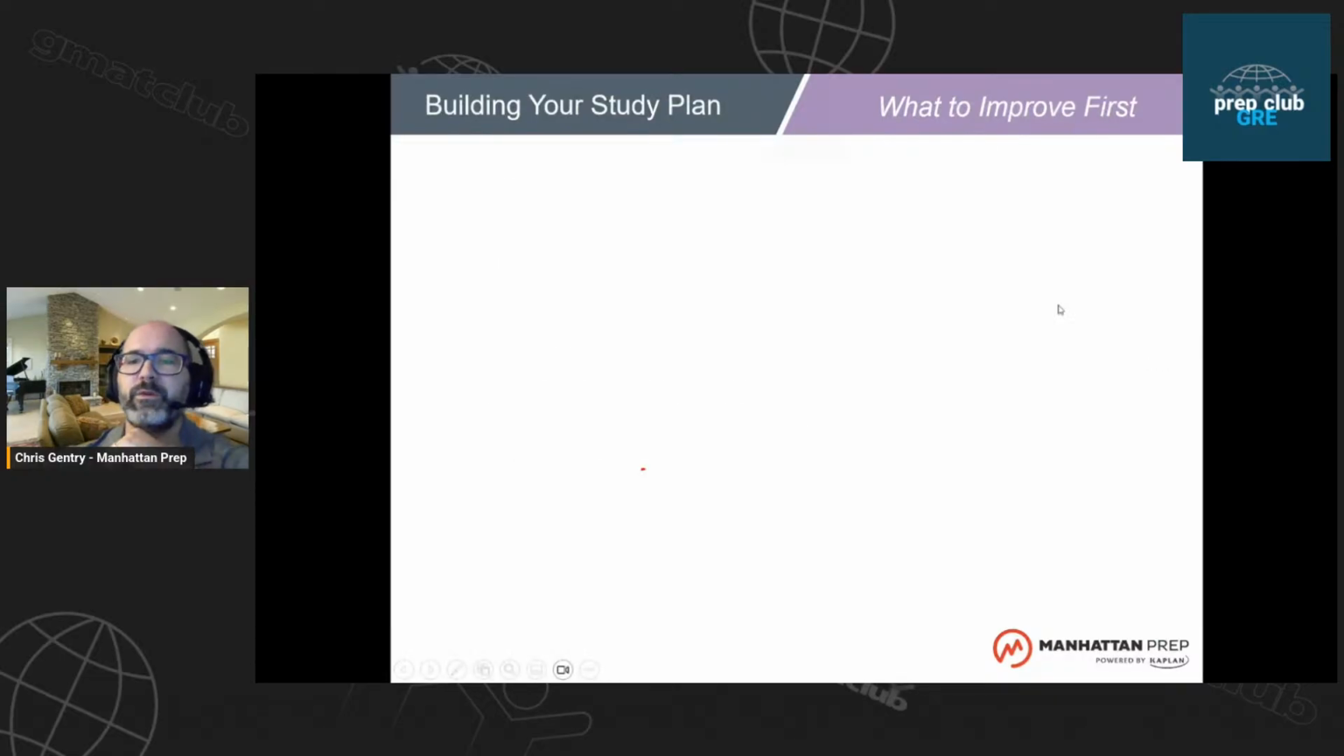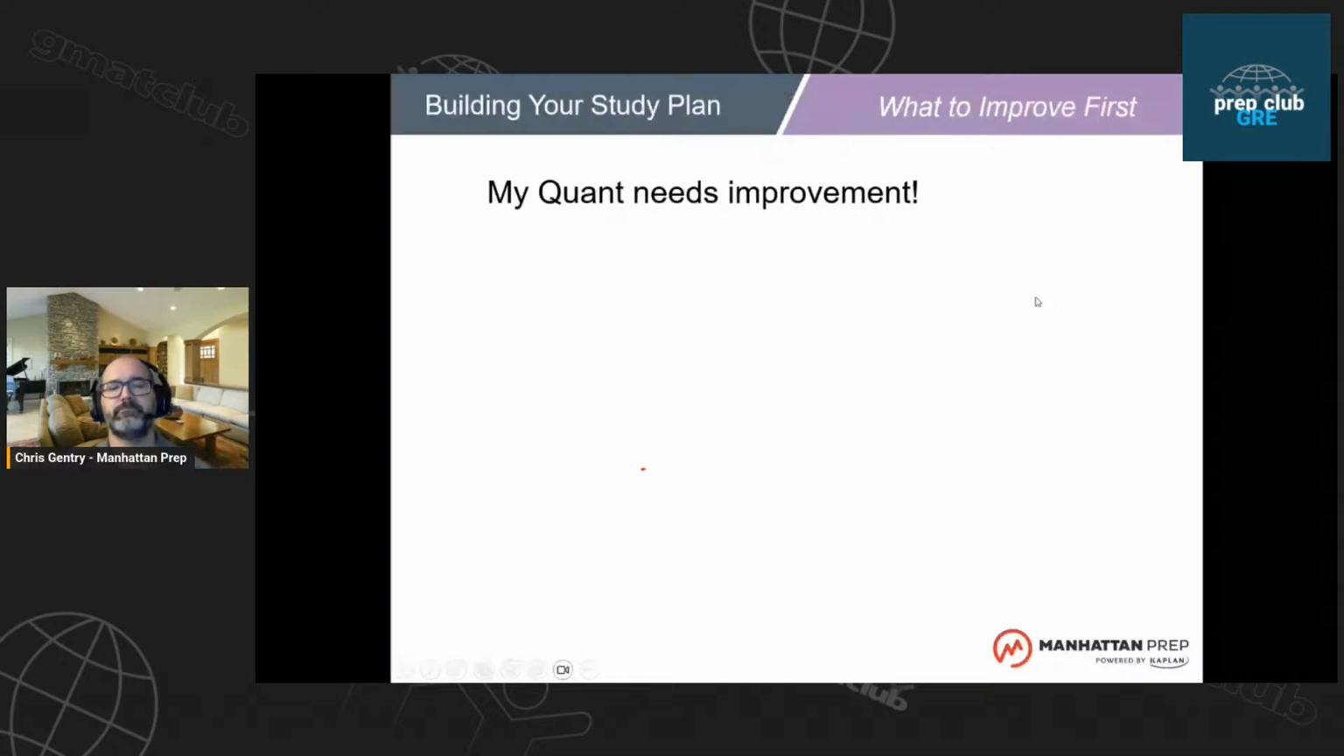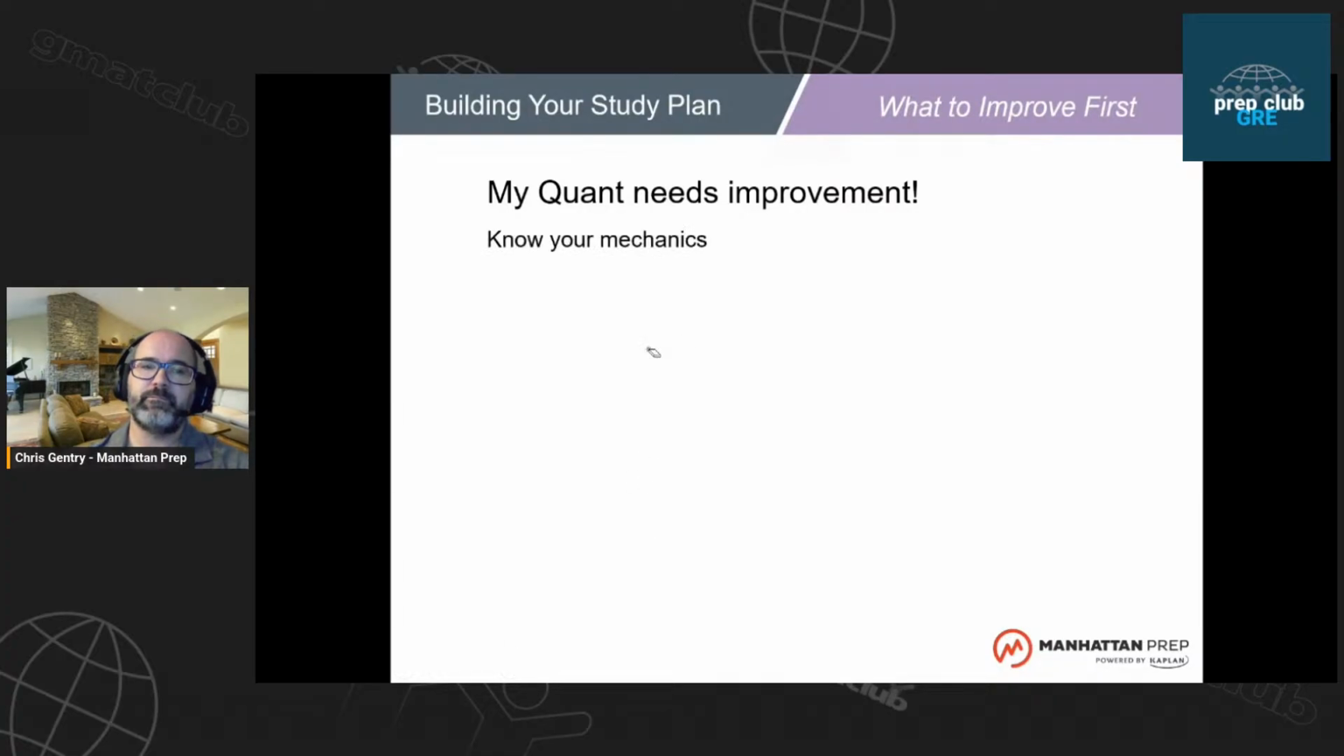What if my quant needs improvement? If your quant needs improvement, again, we're looking at: know your mechanics first. Notice that this is not dependent on time frame. No matter what, make sure you know your mechanics.